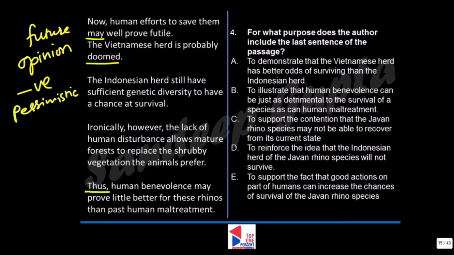Look at the last sentence, "Thus". Thus means this is the final conclusion of the passage. "Human benevolence may prove little better." Now this is the biggest catch in this passage. Right now the opinion in the beginning is pessimistic. So remember, as I just said, the opinion suddenly will not change and become optimistic. So what is the catch here? What is the meaning of little better?